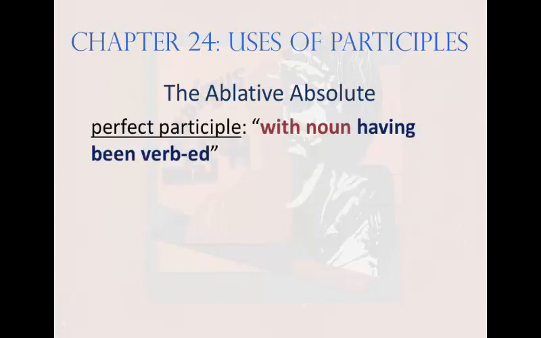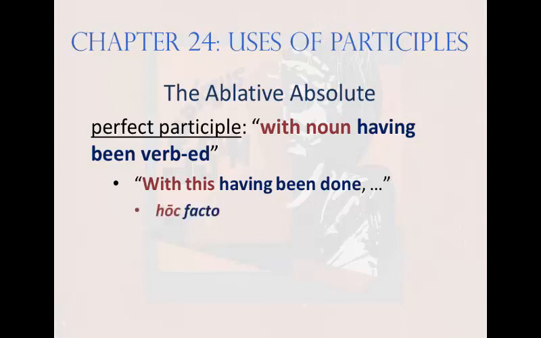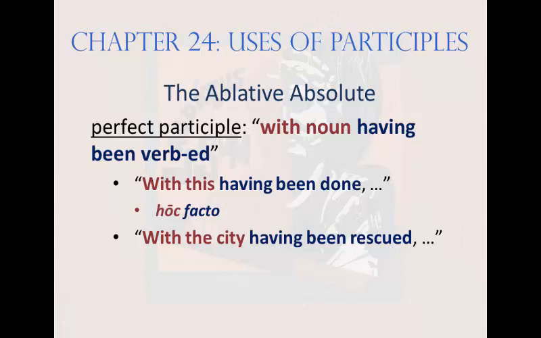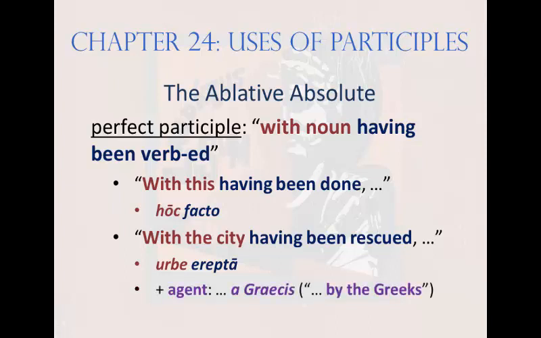Let's look first at the most common type of ablative absolute, with the noun having been verbed. For example, with this having been done. The noun or subject of the ablative absolute is this. Its participle or verb is having been done. In Latin, this would be hoc facto. Here's another example. With the city having been rescued. In Latin, that would be urbe erepta. Note that because this type of ablative absolute has a passive participle, it expects an agent, for instance, by the Greeks. In Latin, a Graecis.